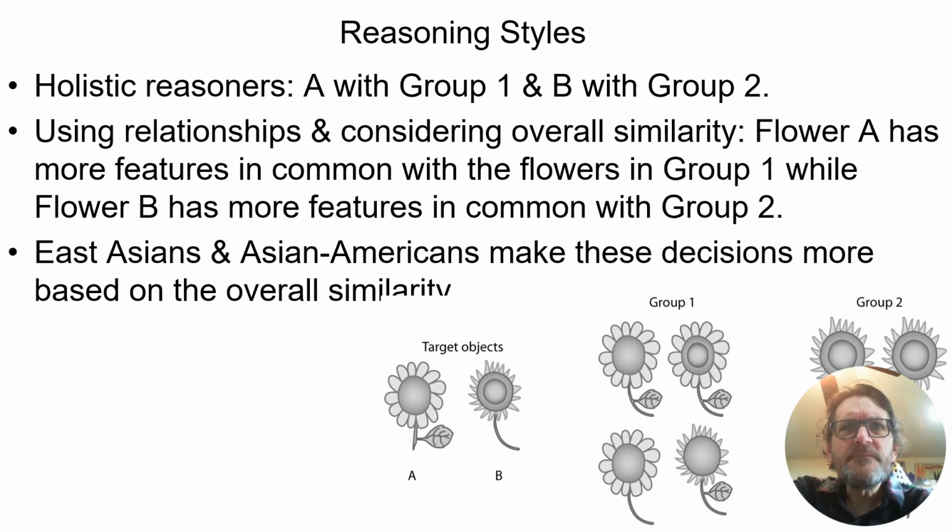But if you take a look, it's pretty clear that the flowers in group one have a whole lot more in common with A than with B, because the majority of the flowers in group one have large petals, the majority have the leaf, and the majority do not have a center circle. So from a more holistic view, it's sensible to say flower A belongs in group one.